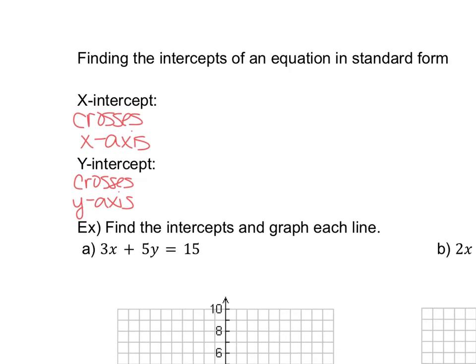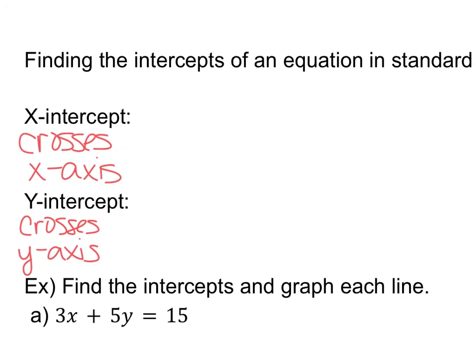So when you do this, you find those intercepts, and then you plot those two intercepts and draw a line to connect the two. Okay, so in order to find it, you're like, well, how do you find the intercepts? Let me tell you. So to find the x-intercept, you set y equal to 0 and solve.